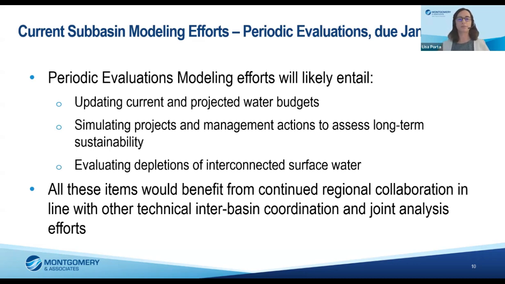And so the periodic evaluation modeling efforts will likely consist of 3 main items: updating current and projected water budgets, simulating projects and management actions to assess long-term sustainability, and evaluating depletions of interconnected surface water. So therefore, this is why models are still a really important and useful tool for assessing where we are on the road to sustainability with SGMA. And as shown in my previous few slides, if you look at these key items needed for the periodic evaluation, these items really could benefit from continued regional collaboration. It's similar to the other interbasin coordination and joint analysis efforts we described in the previous two webinars related to policy decisions.